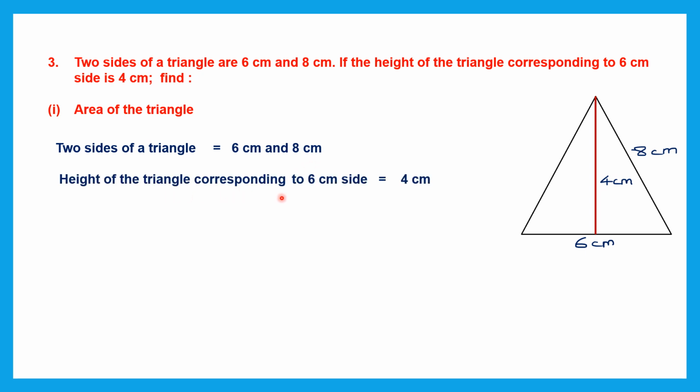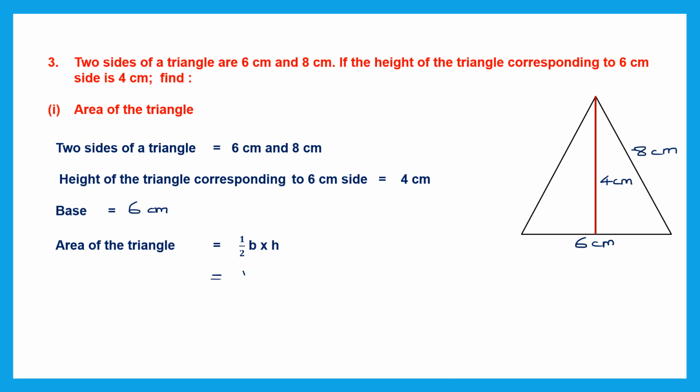The height of the triangle corresponding to the 6 centimeter side is given to us, that's 4 centimeters. So we can take this to be the base. Base will be 6 centimeters. So now that we have the base and we have the height, we can find the area by using this formula, half base into height.